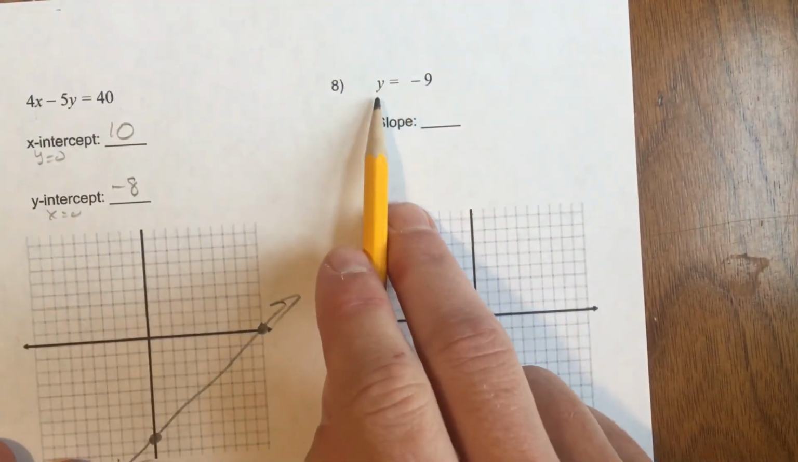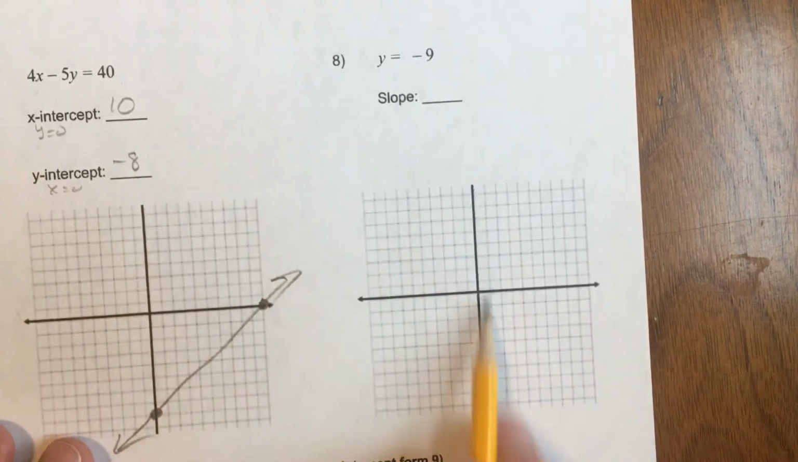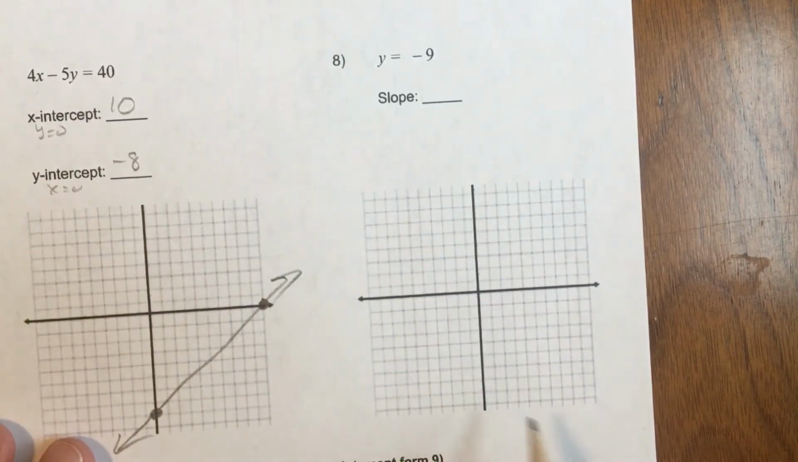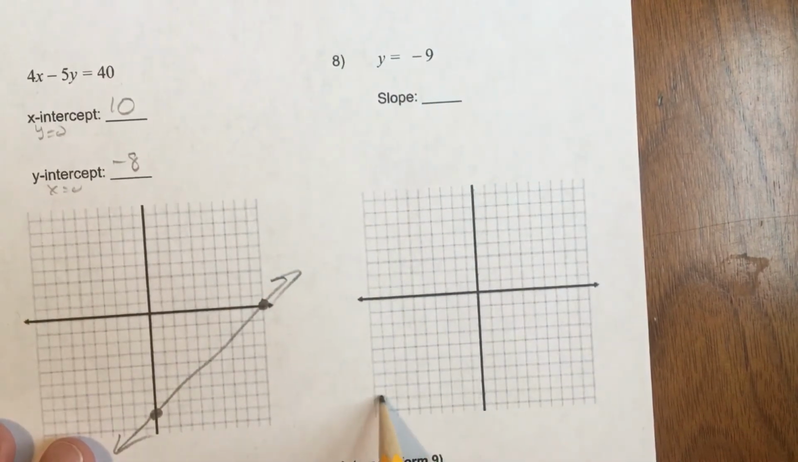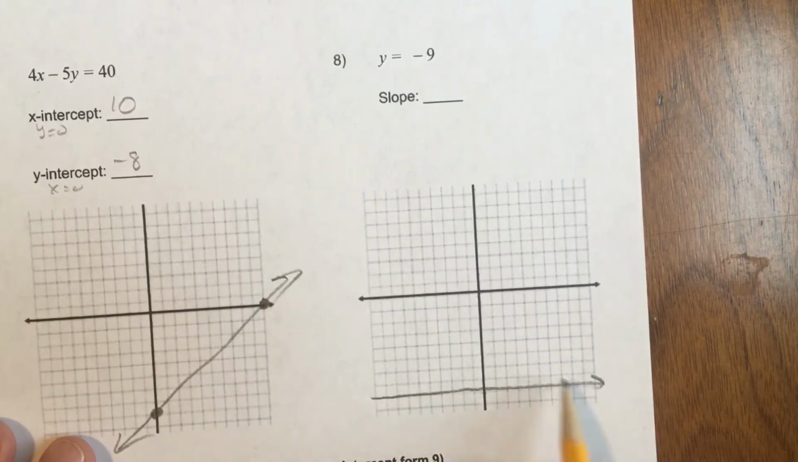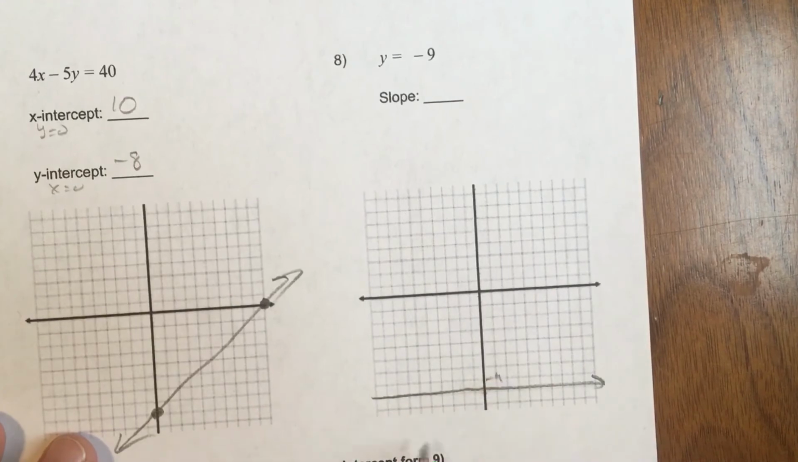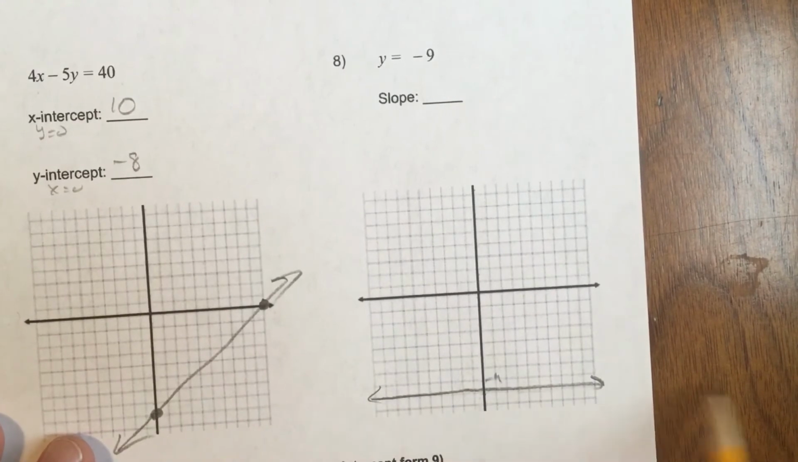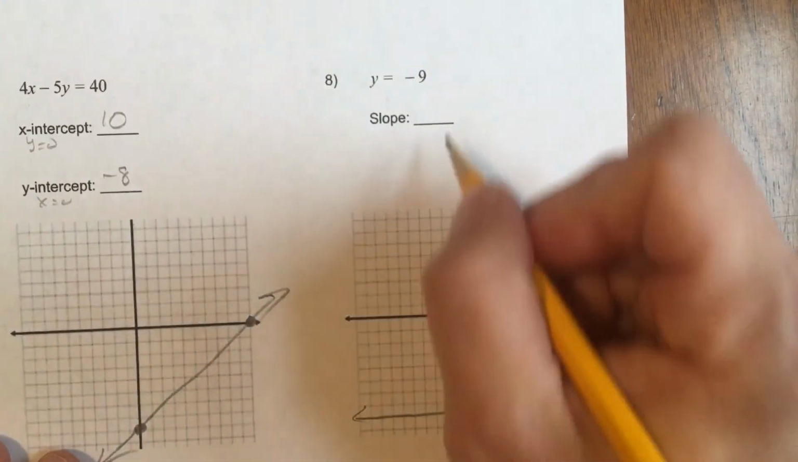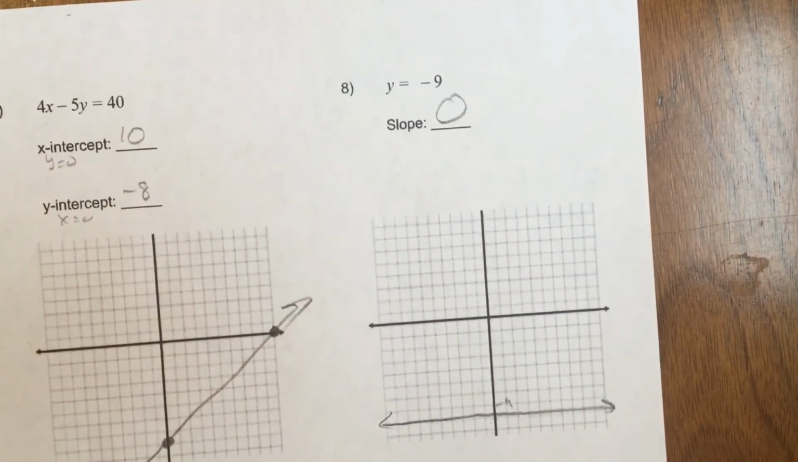Again, when we have just x or just y, we're going on that axis. So I'm going on the y-axis to -9 right here, and I'm going straight across. I might be off one, but you go to -9 wherever -9 is and run a line right through there. That has a slope of 0. Horizontal lines have a slope of 0.